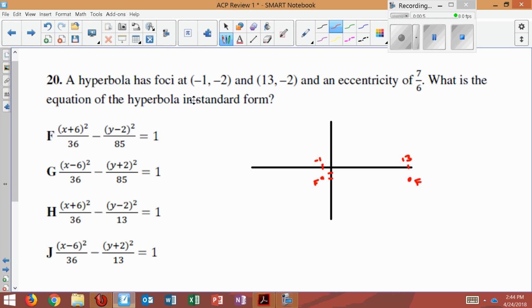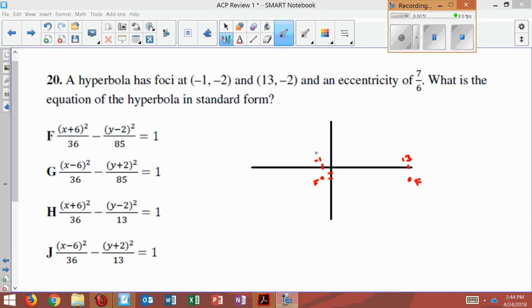Now, if this is a hyperbola, we can know two things right away. One, this hyperbola has got to be horizontal because it's got to open around these foci. So it's got to be something like this. How you can determine something is horizontal is that x has got to be first and positive, which all of these are. So nothing's eliminated.